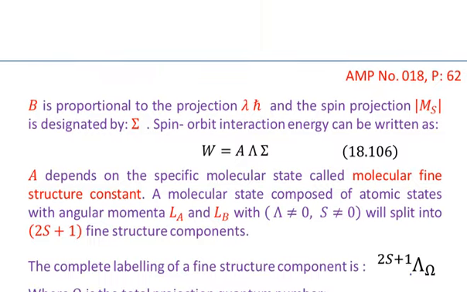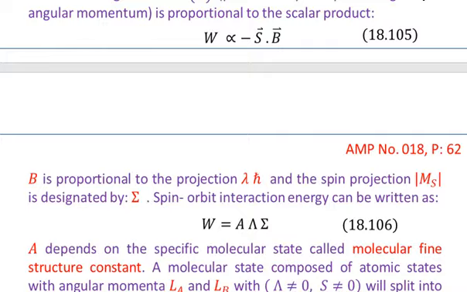You can expand this quantity S dot B. S dot B is equal to the magnitude of S, the magnitude of B, and the cosine of the angle between them. If you write that angle with S, you can write it as sigma. If you write that angle with B, you can write capital lambda. In order to accommodate both of these, I have used a constant of proportionality A.